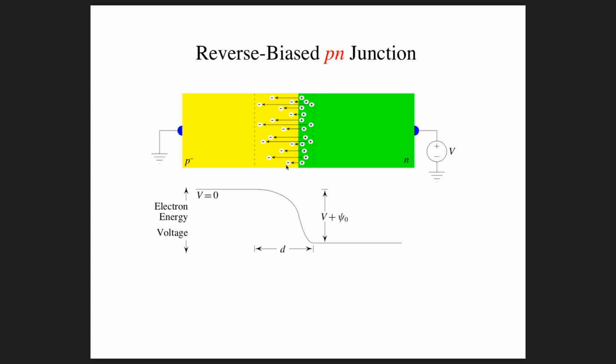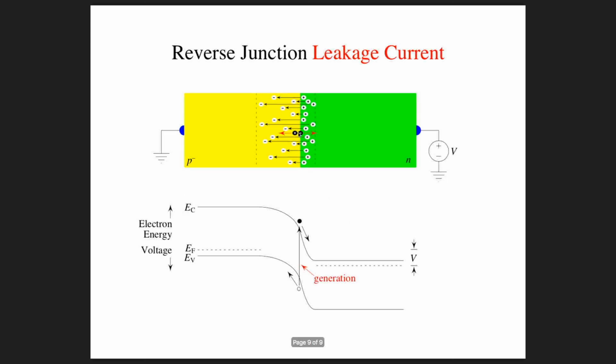Now, there can be a small amount of current flow, and that current comes from the fact that if we have a thermal generation event, so let's suppose we have one of those thermal generation events here in the depletion region, where we have a new electron-hole pair created. Well, if that happens, the electric field is such that this hole is going to get swept over to the P side, and this electron is going to get swept over to the N side, and those will come out and be collected as current. So there's some rate of generation of these carriers, and that rate of generation and the collection of those charges becomes a small amount of reverse junction leakage.